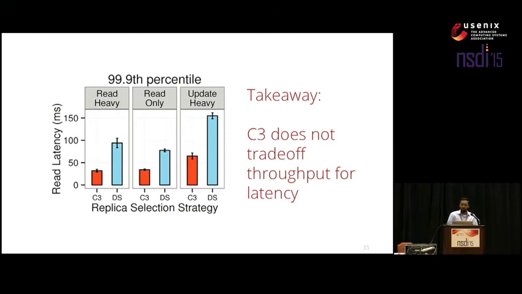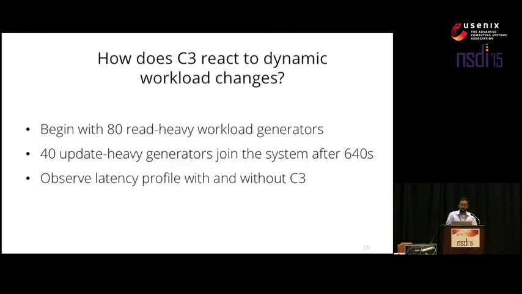Now, let's look at how C3 reacts to dynamic workload changes. We start an experiment with 80 read-heavy workload generators. After 640 seconds, 40 update-heavy workload generators join the system. So we see a sudden surge of write traffic in the system. And this leads to various kinds of background processes on Cassandra, so it generates some interesting performance fluctuations. And we're going to observe the latency profile with and without C3.